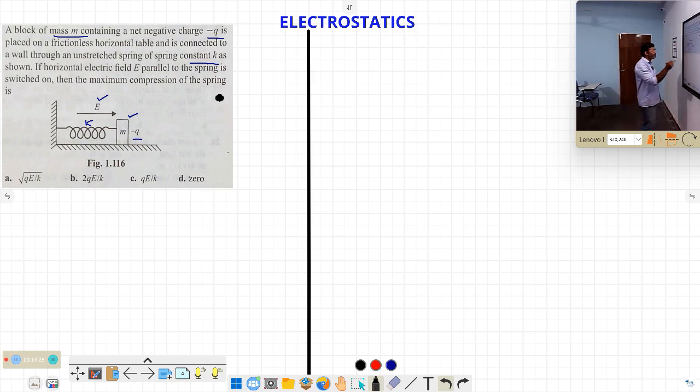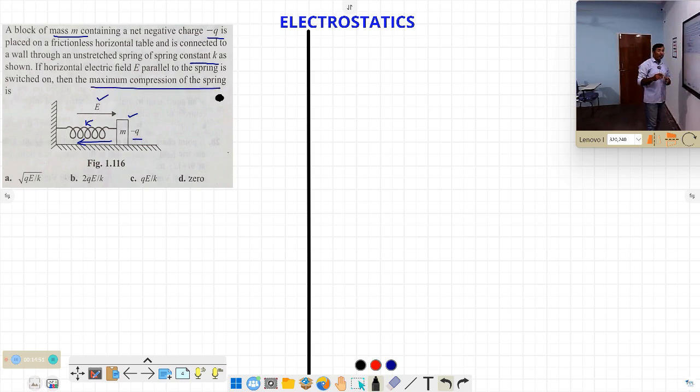What happens here? The negative charge is attracted by the electric field, so the charge tries to move, and that is why the spring is going to be compressed. So the concept here is that the electric field is doing something on this charge, and due to that, the spring is compressing. They're asking for the maximum compression of the spring.